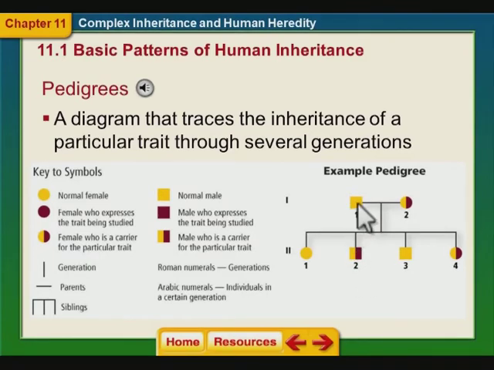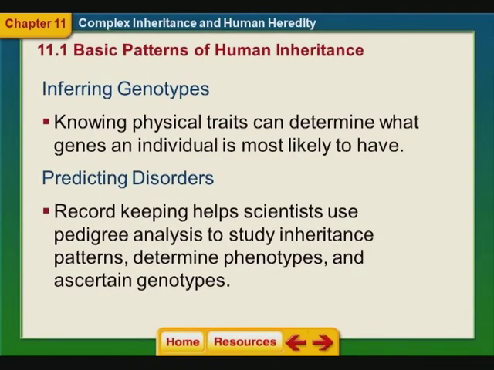Okay, so we express the parents up here, and we put a Roman numeral 1 because this is the parent generation, and then Roman numeral 2 is going to be the first set of kids, or the offspring. So these are all siblings. So that's a pedigree, and you're going to see them and how we use them to study inheritance.